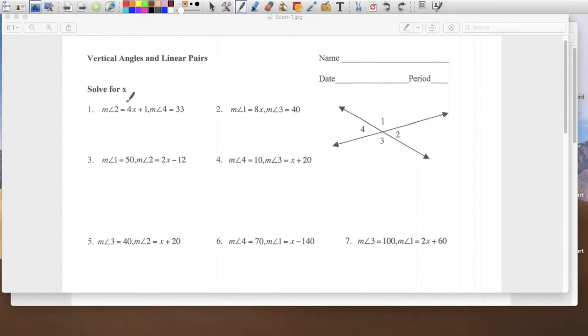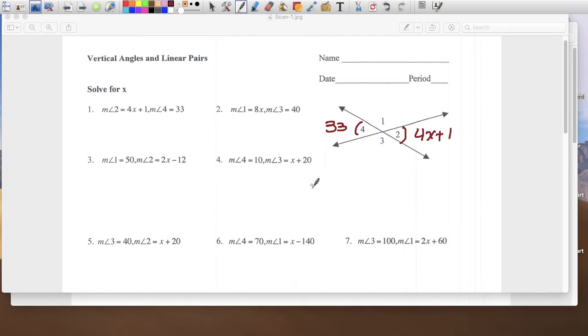So for number 1, it says that angle 2 is 4x plus 1. So I'm over here, and I'm going to write 4x plus 1. And it says that angle 4 is 33. Now, forget everything else and think about what that means for a second. We're talking about these two angles, vertical angles, so I know they are equal to each other. Whatever the value of angle 4 is also the value of angle 2.